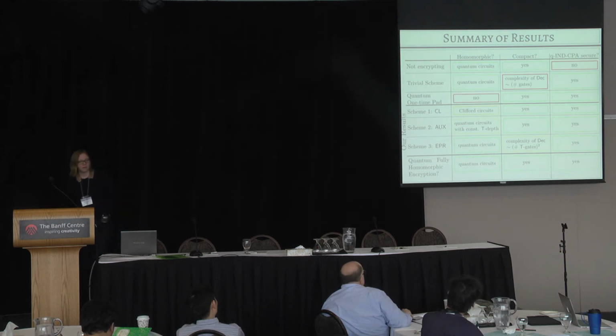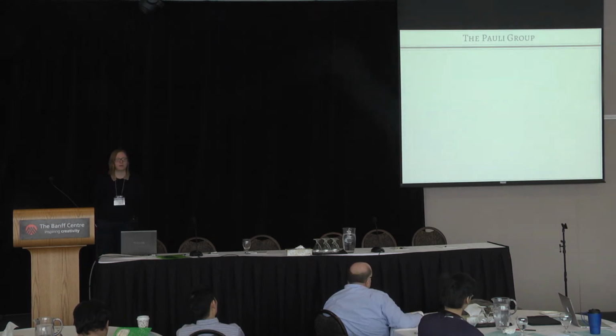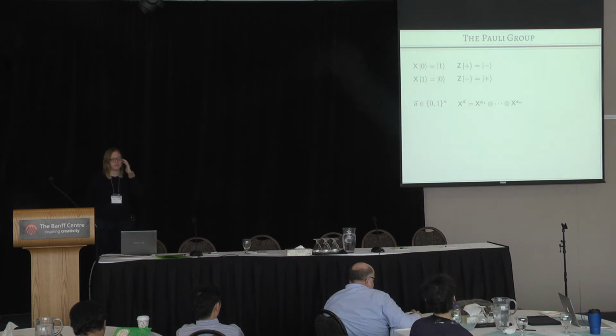OK, so now let me talk about our first scheme, the Clifford scheme. So let's first review the Pauli group. We have these important Pauli gates, the X gate, which is just a classical NOT gate, and the Z gate, which is just like a NOT gate in the Hadamard basis. And we're going to use this notation. If A is some n-bit string, X^A will just refer to the n-fold tensor product of X^A1 up to X^AN.